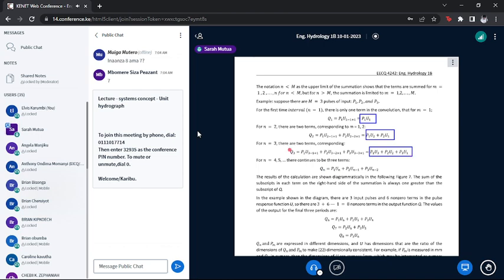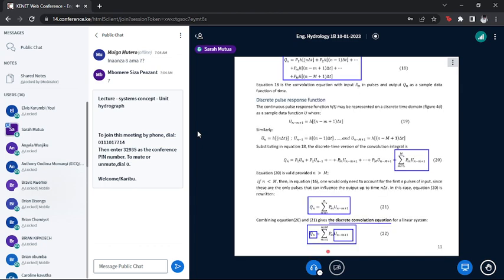What about when n is greater than 3? The general expression will be Qn equals P1 times the unit hydrograph expression for the nth term, plus P2 U(n minus 1), plus P3 U(n minus 2). And for you to be able to derive this, I want you to apply this expression.